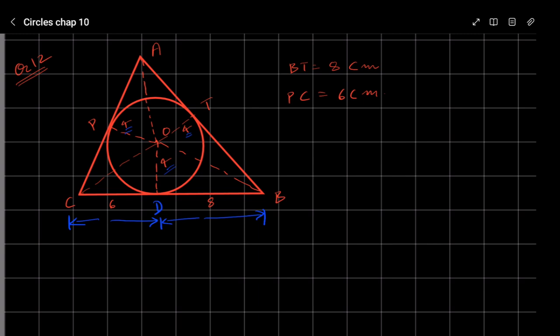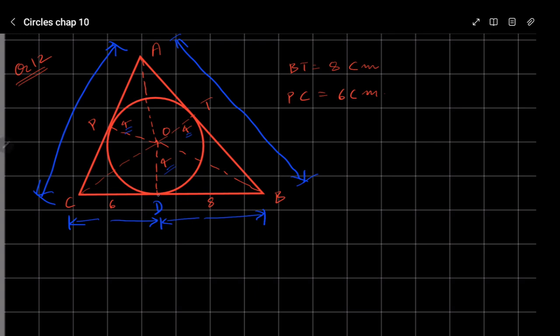Now what we have to find? We have to find the sides AB and AC. So we have to find this whole distance AC and AB. So that is the problem. Okay, let us proceed ahead and think how we can solve this problem.